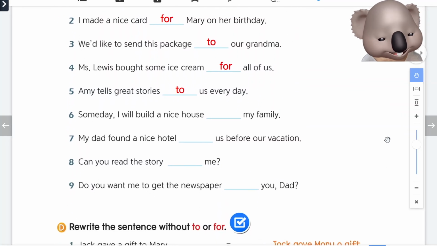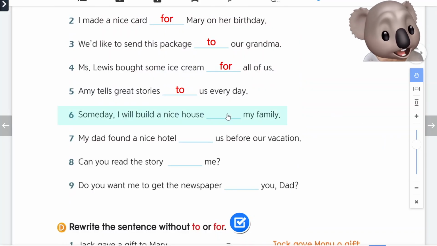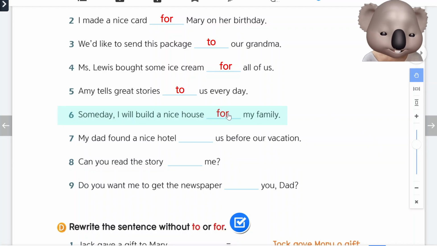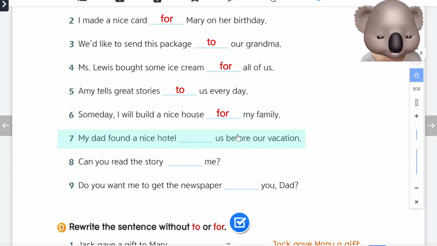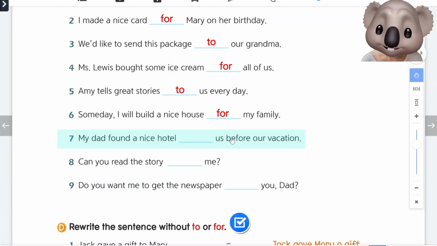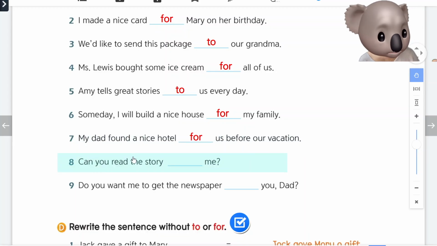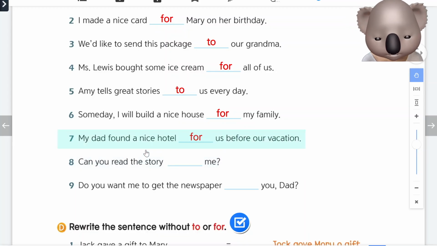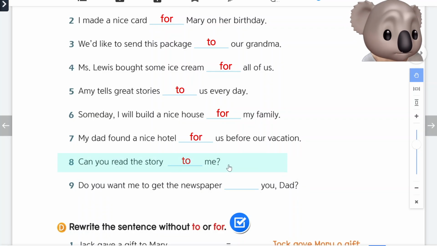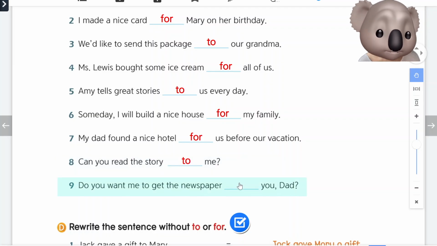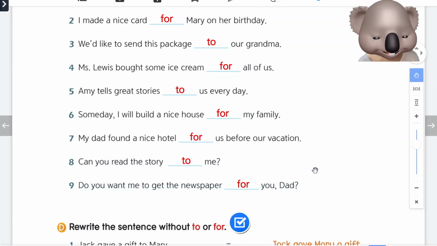Number 6, someday I will build a nice house for my family. 가족 위해서. For my family. Number 7, my dad found a nice hotel for us before our vacation. 우리 위해서. For us. Number 8, can you read the story to me? 나한테. To me. Number 9, do you want me to get the newspaper for you, dad? 아빠 위해서. For you, dad.